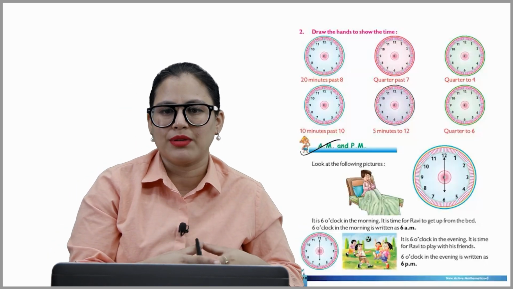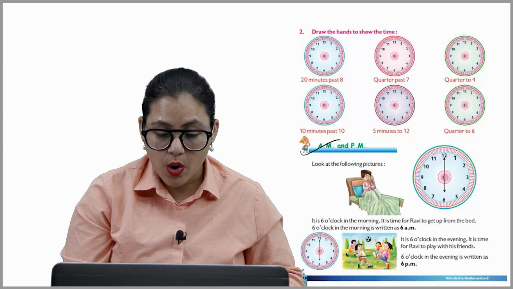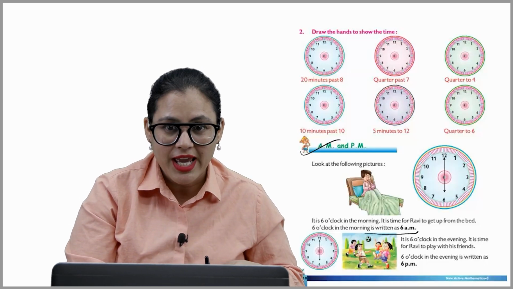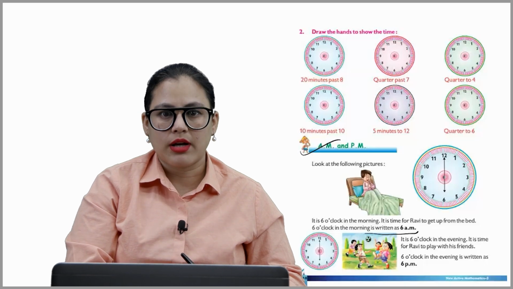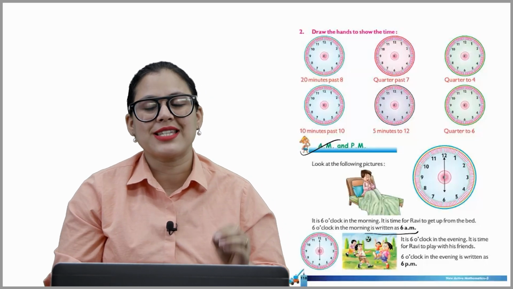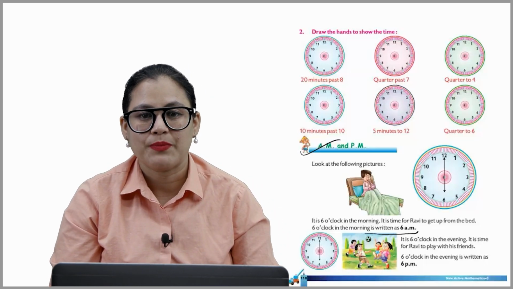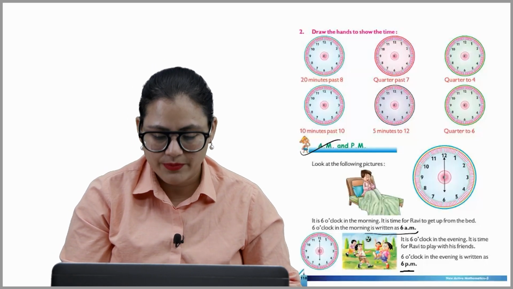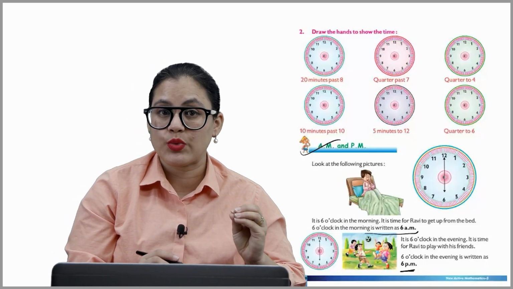Everybody gets up in the morning, right? 6 o'clock in the morning is written as 6 a.m. Okay. Now it is 6 o'clock again, but in the evening. It is time for Ravi to play with his friends. 6 o'clock in the evening is written as 6 p.m. Okay. So this is the difference between AM and PM.